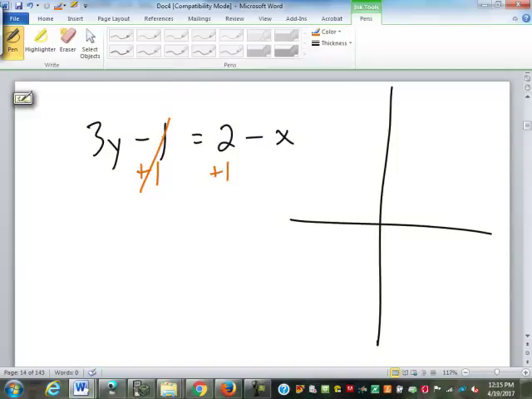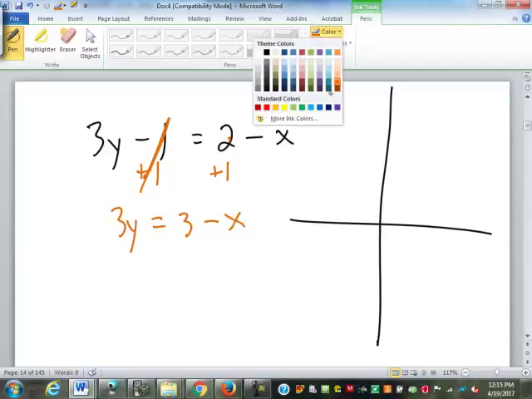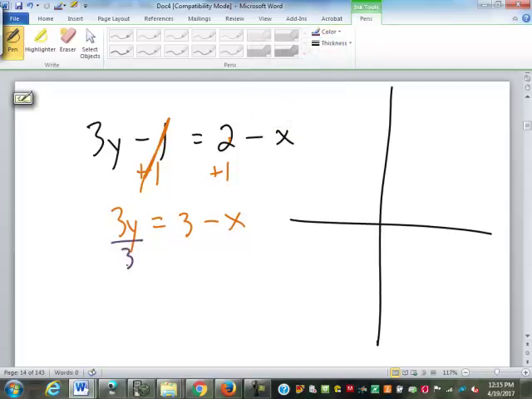When we add or subtract, we only have to do it to one piece on each side. So adding 1 takes care of the minus 1 here. Gives me 3y. We're going to add the 1 to the 2 on the right side. So 2 plus 1 is 3. The negative x doesn't change. Then we have to divide by 3. When we multiply or divide, we have to do it to every digit on both sides. So the 3 divides out, leaving us with y. 3 divided by 3 is 1. We can think of this as a negative 1x divided by 3. So it's a negative 1/3 times x.